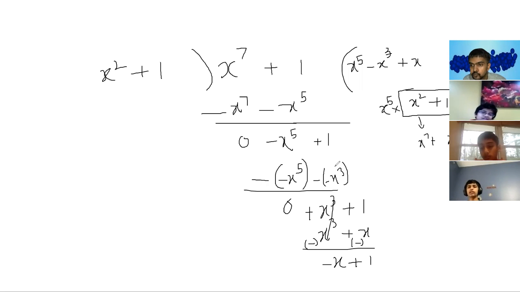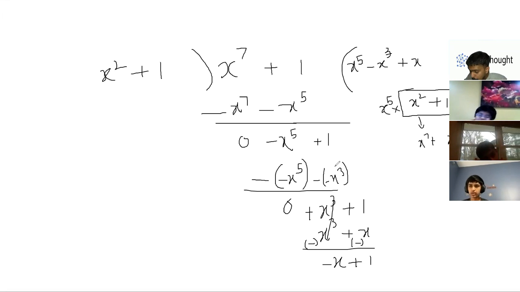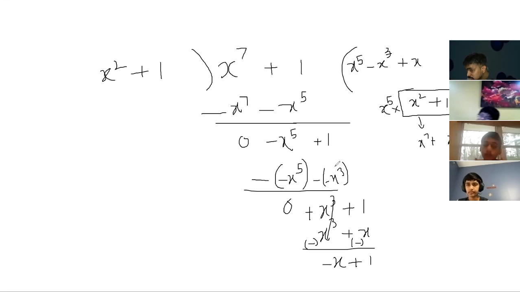So essentially, x squared plus 1, right? To get x to the 7th plus 1, you'd have to do x to the 5th. Since x to the 5th multiplied by x squared is x to the 7th, you'll put that under the x to the 7th, and what you get when you do x to the 5th times 1 is x to the 5th. You'll subtract that.